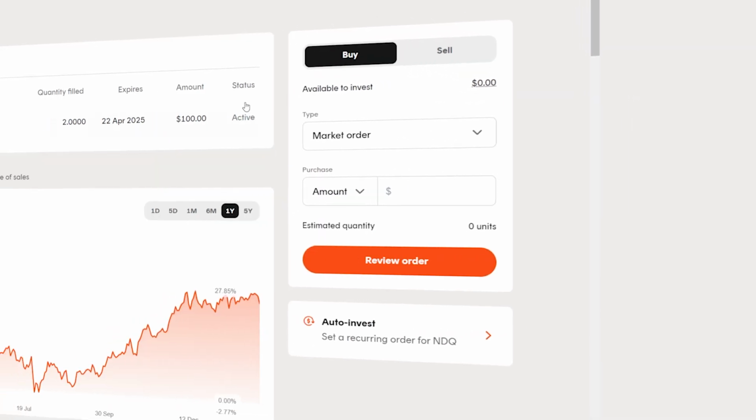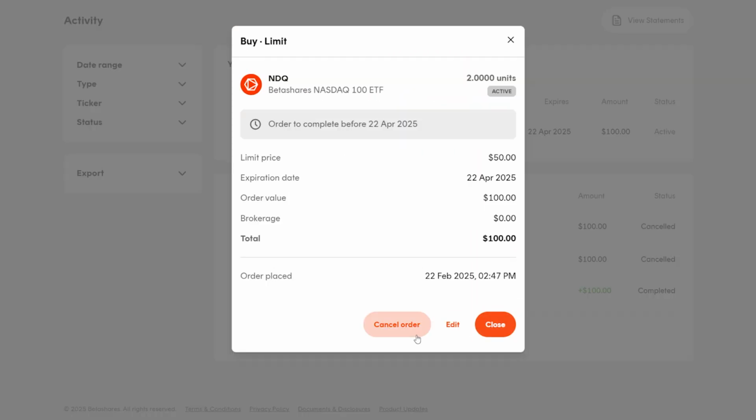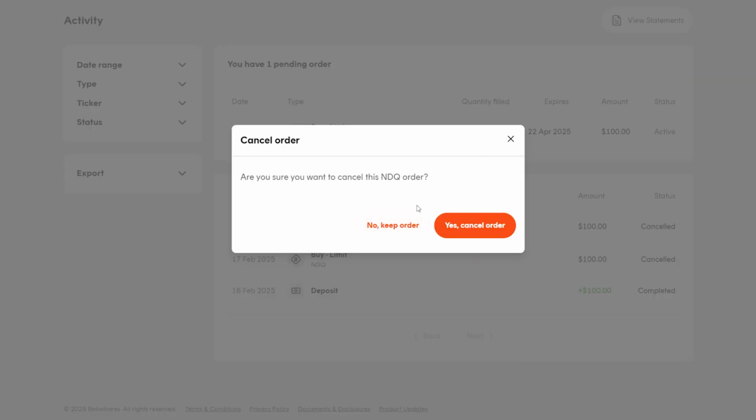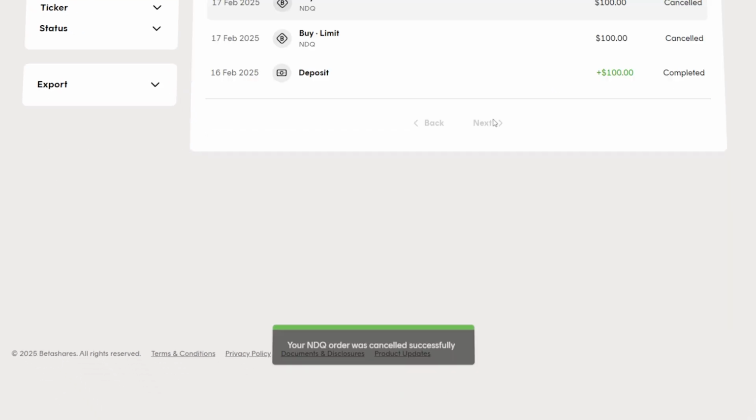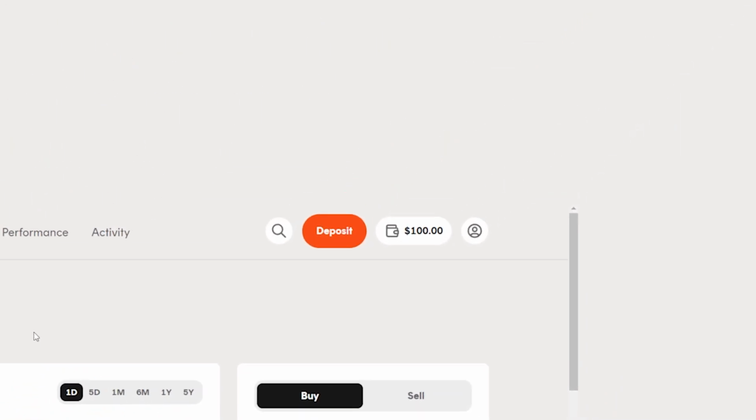But if you don't want to edit, you can cancel, of course, and the cancellation process is quite simple. Press cancel, cancel the order, and that's it. The order is cancelled, and we can see that the money is now back into our wallet, ready to be invested again into other assets or this asset or whatever you like.